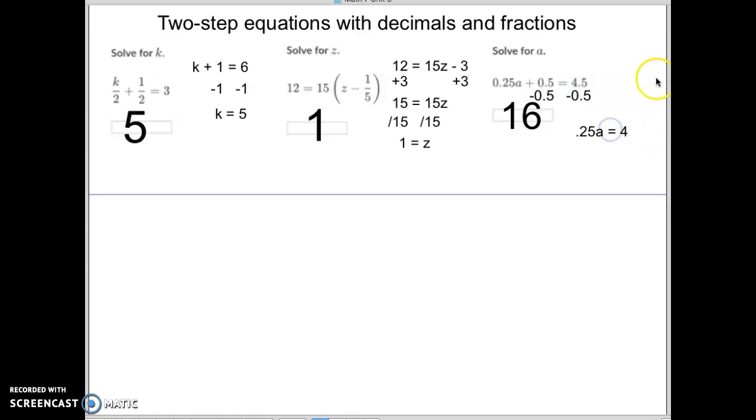It's got to be over here somewhere. There it is. So I've got a 0.25a left over from this side, and I've got 4 left over when I subtract the 0.5. Now, what's the number in front of the a that's being multiplied? 0.25. So what's the opposite of multiply by 0.25? Divide by 0.25. So we'll divide both sides by 0.25. 4 divided by 0.25 is 16, which is our answer.